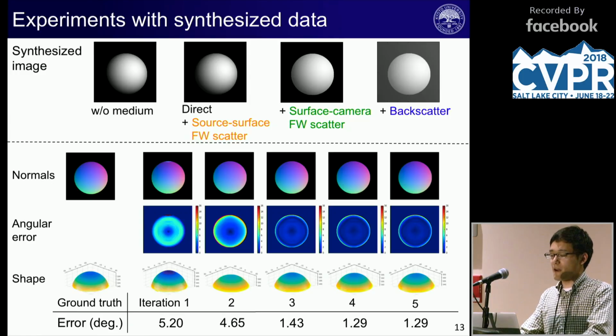In this experiment, we initialize the shape as a plane, and we show each output of the iteration. As you can see, we observe the improvement and the convergence of the iteration.